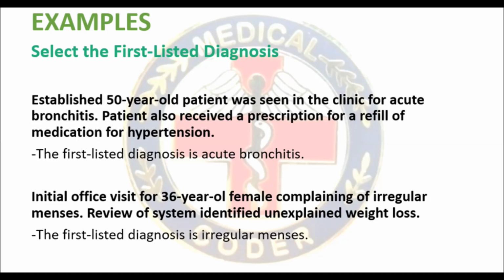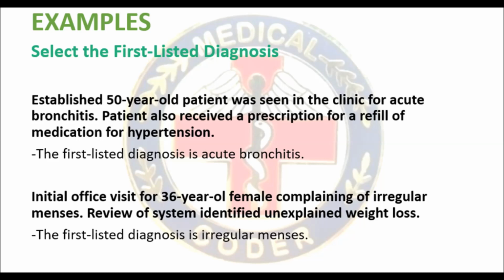Examples. Select the first listed diagnosis. An established 50-year-old patient was seen in the clinic for acute bronchitis. The patient also received a prescription refill of medication for hypertension. The first listed diagnosis is acute bronchitis.